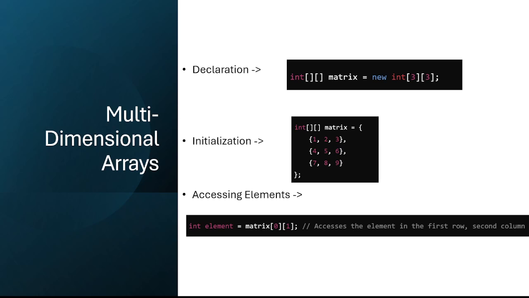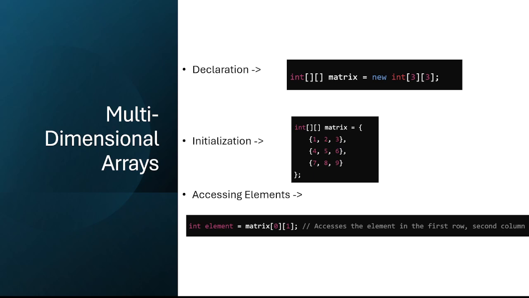Java also supports multi-dimensional arrays, which are arrays of arrays. These are useful for representing data in a grid or matrix format, like a chessboard or a table of numbers. For example, to create a 2D array, a matrix, you might write int[][] matrix = new int[3][3]. That would be a 3 by 3 matrix.